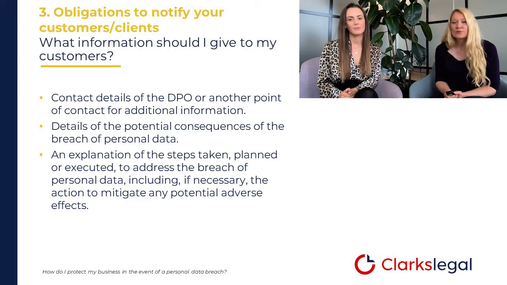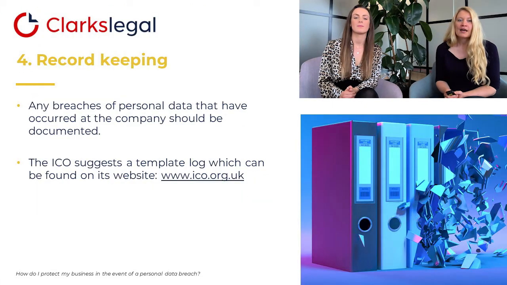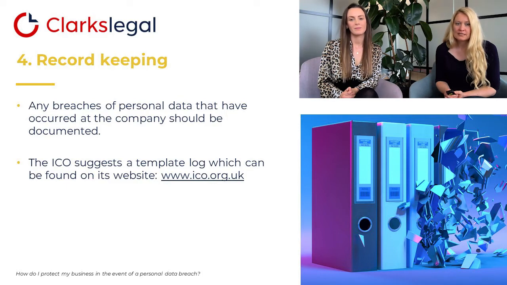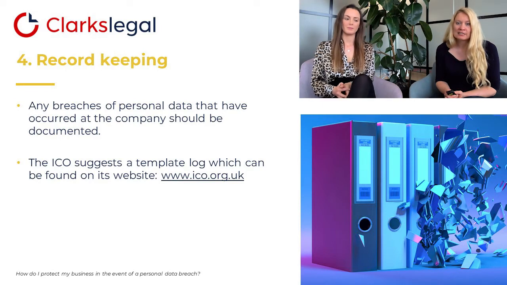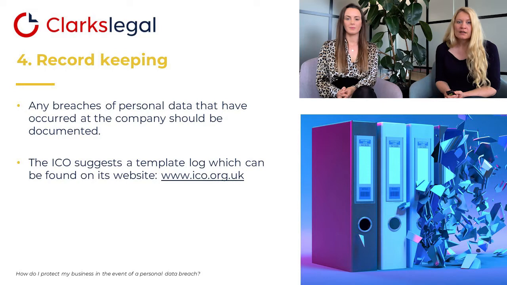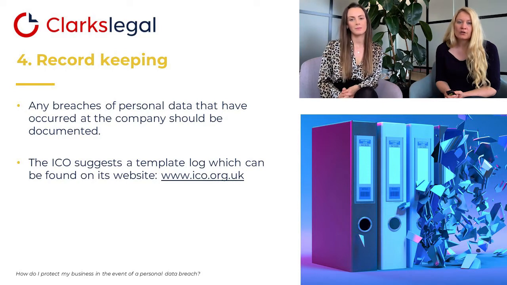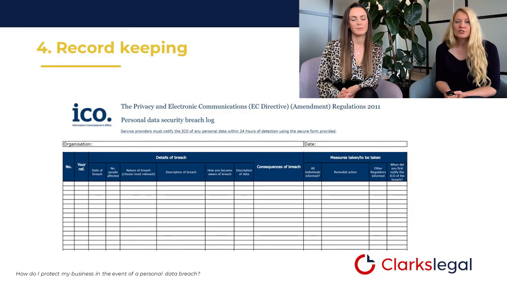Okay, next we want to touch briefly on record keeping. Any breaches of personal data that have occurred at the company should be documented. These should be kept in a data breach log or record. The information recorded should say: one, the nature of the breach, the consequences of the breach, and the remedial action taken at the time. The ICO suggests a template log which can be found on its website. You can just see it on the screen now as an example.